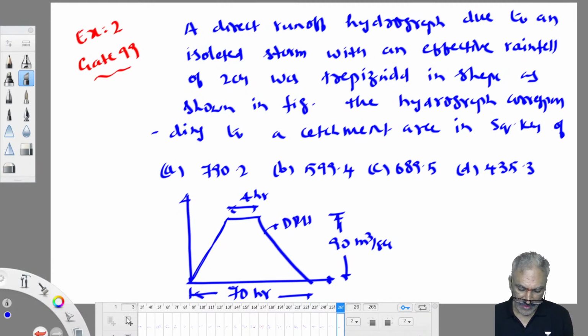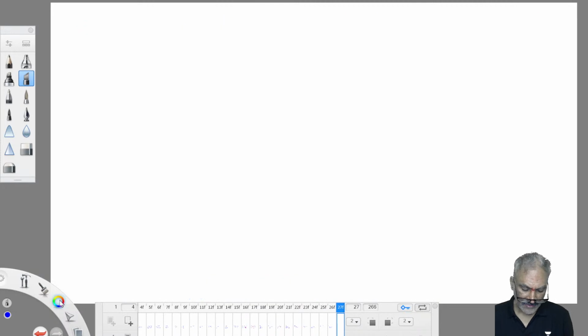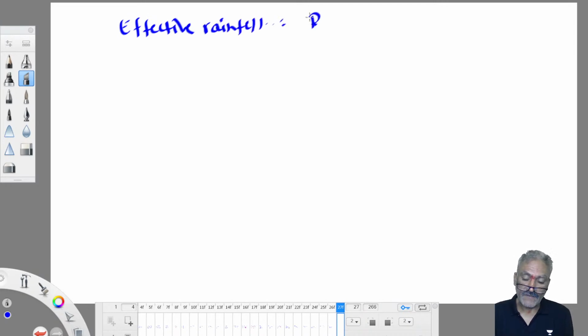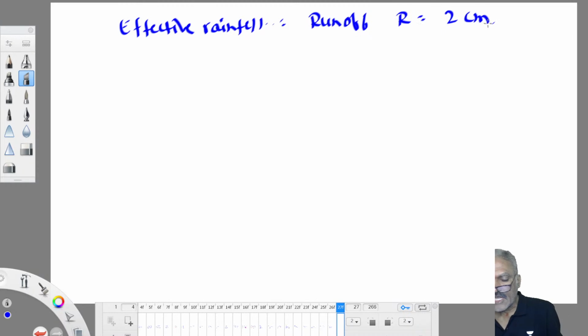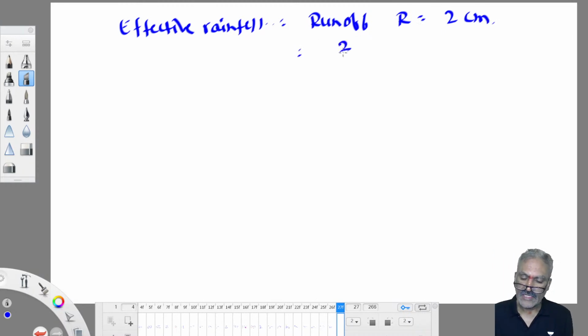So what has been asked to find out? Catchment area. How to find catchment area? Volume of runoff by depth of runoff. Effective rainfall is given to you. What does effective rainfall mean? Runoff only. In the last question, runoff was unknown and catchment area was given. But in this question, runoff is known and you have to work out catchment area, exactly opposite. 2 centimeters means 2 by 100 meters. So the area of catchment you have to find out.